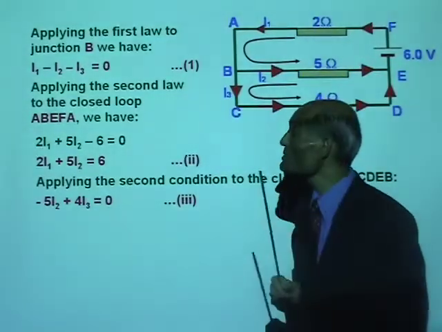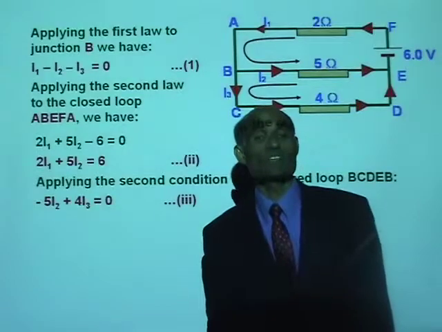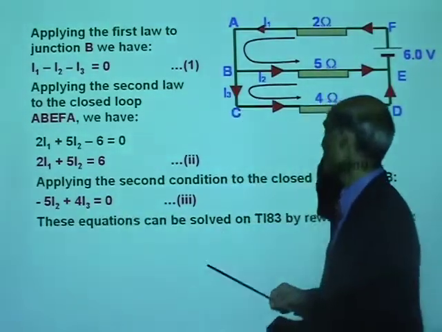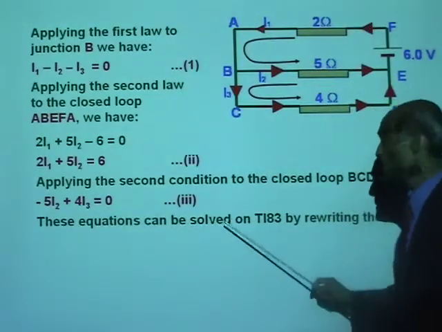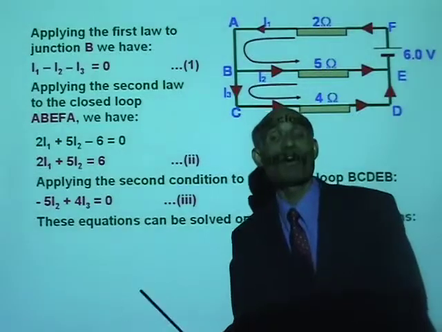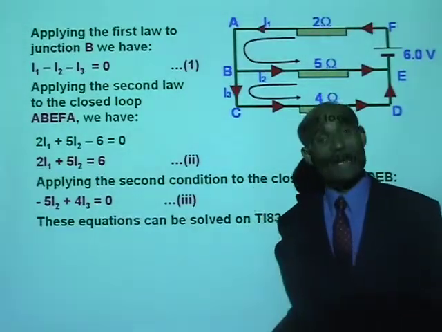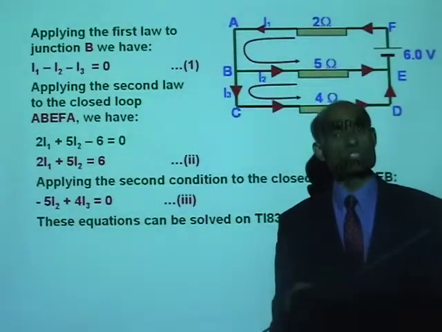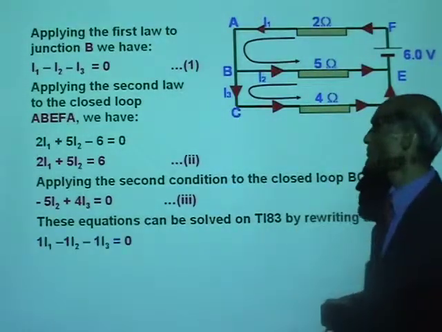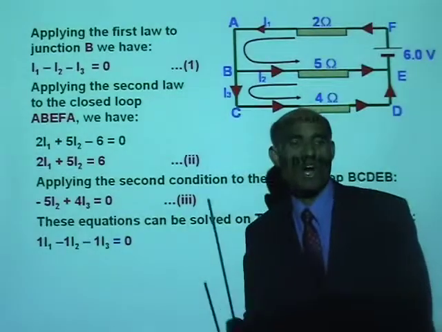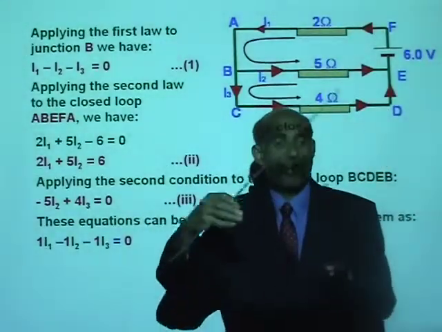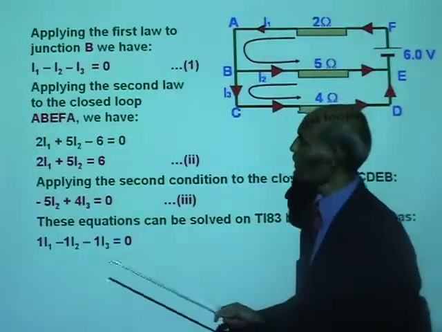Now the task is to solve these 3 equations to find the values of I1, I2 and I3. And actually, this can be solved on a TI-83, TI-84, TI-89, TI-86 or any graphing calculator. I'm going to show you a method to solve those equations. In order to solve them using the calculator, you need to organize them. Now look at the way I'm going to organize.